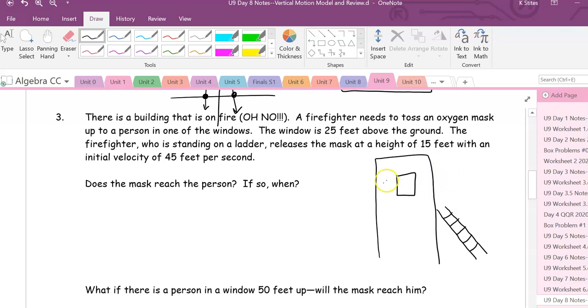All right, and the window is up here at 25. And the firefighter on a ladder, here we'll give him a red hat. Gosh, I'm quite the artist, aren't I? Okay, so that's the firefighter. This is the person in the window. Help me. Okay, so the window is 25 feet up.